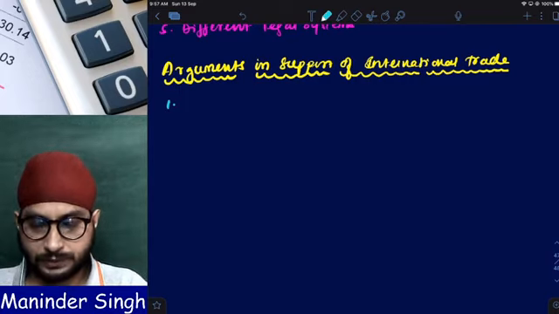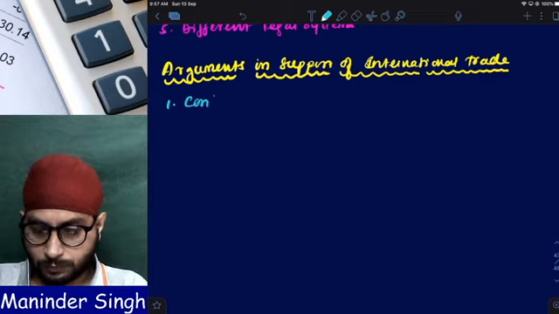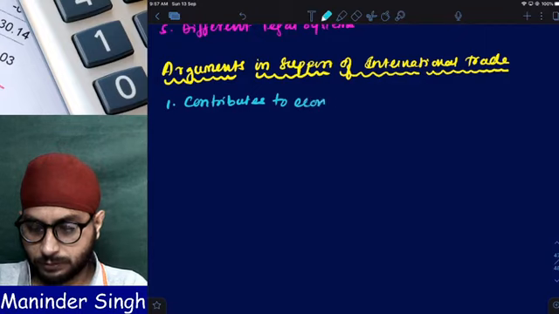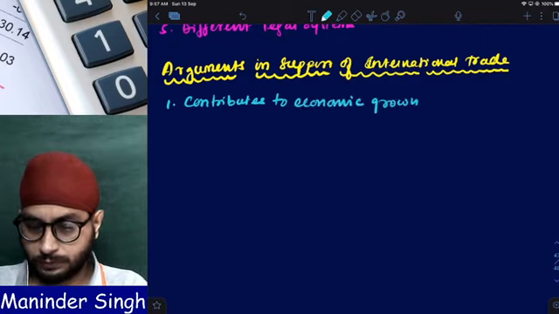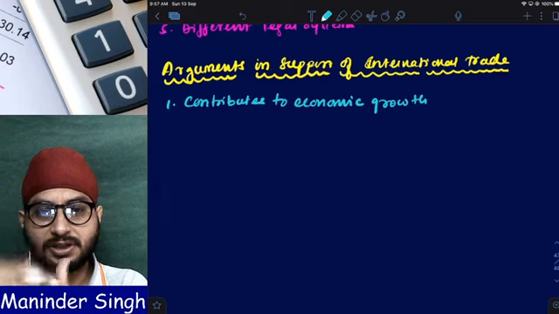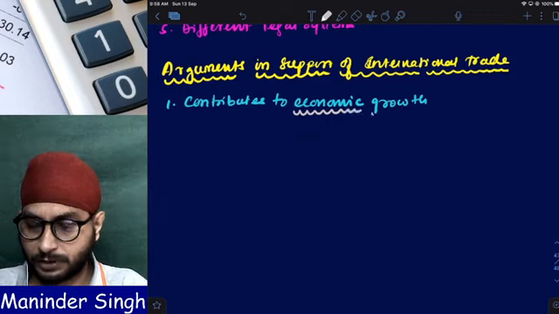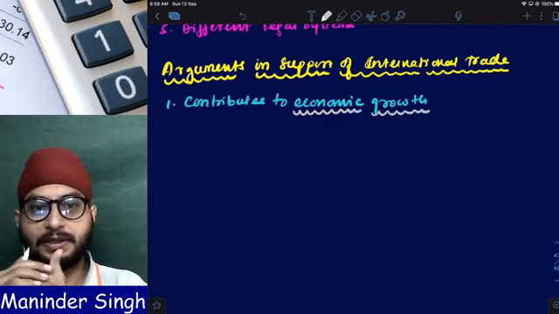Now, reason number one: it contributes to economic growth. Clear? They are saying that international trade will contribute to economic growth, meaning it will help my economy grow.